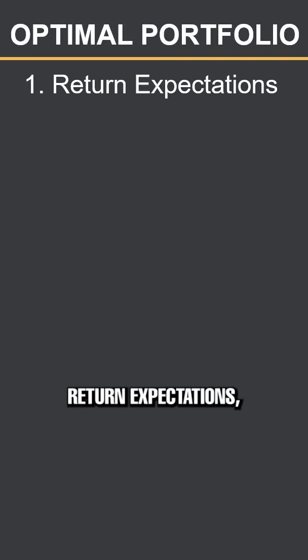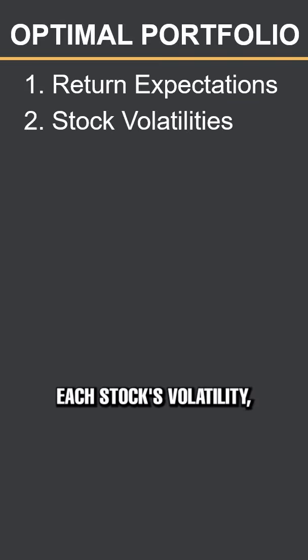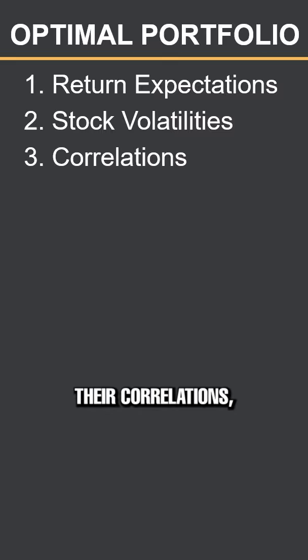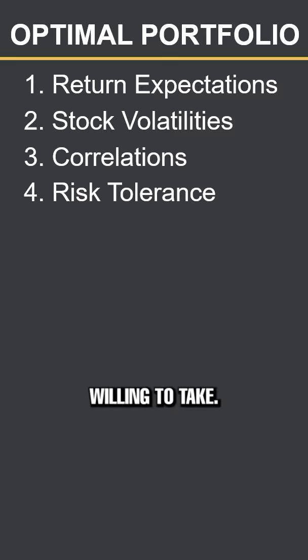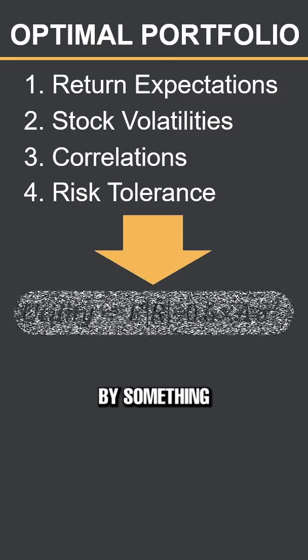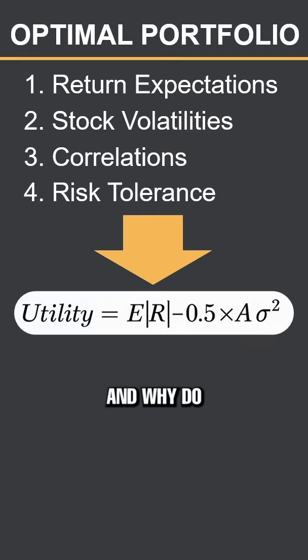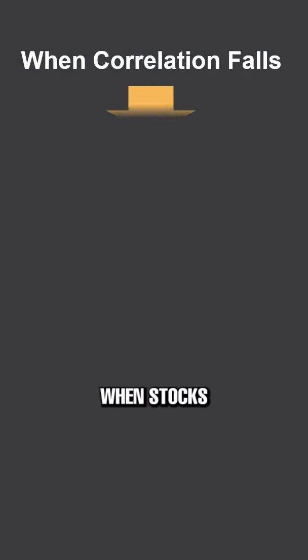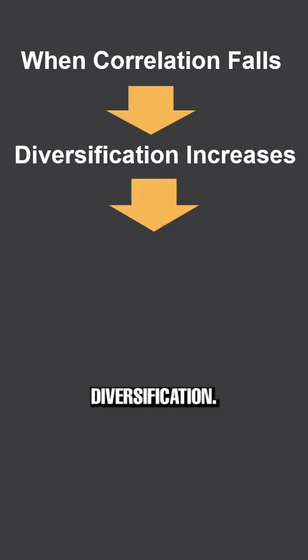Your optimal portfolio depends not only on return expectations, but also on each stock's volatility, their correlations, and how much risk you're willing to take. This trade-off is captured by something called the utility function. And why do correlations matter? Because when stocks don't move in sync, you get diversification, the magic word in investing.